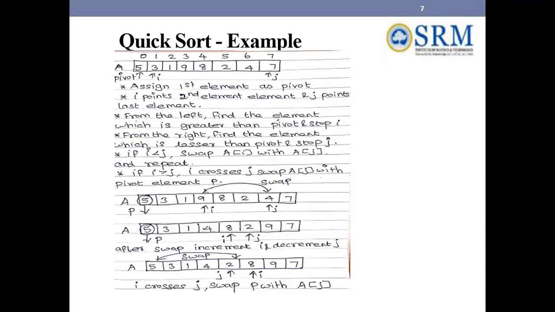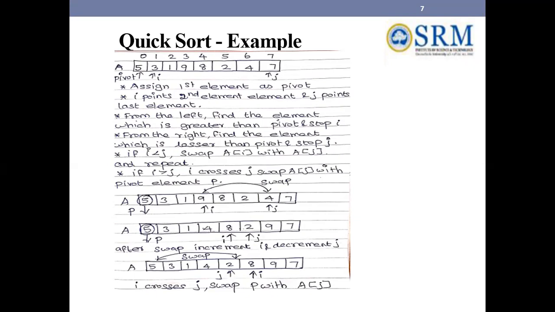Take array A. Here the first element is the pivot element, 5 is the pivot element. We have the index variable I, which points to elements from left to right. J is a pointer that moves from right to left, so J points to the last element in the array. I points to the second element, because the first is the pivot element. After the pivot, the I pointer starts. Now compare 3 and 5. 3 is lesser. So from the left we are searching for an element greater than 5.